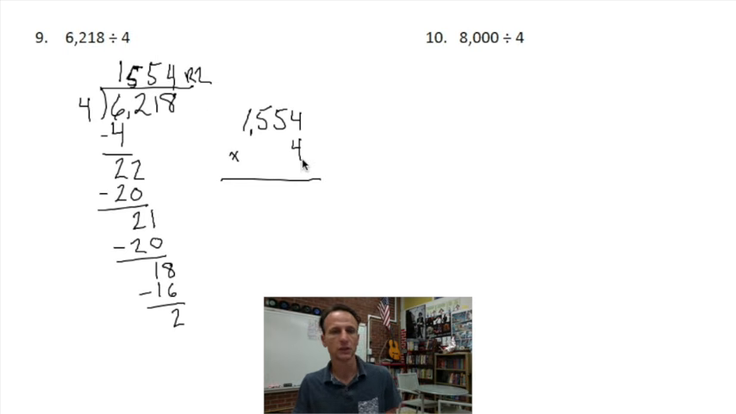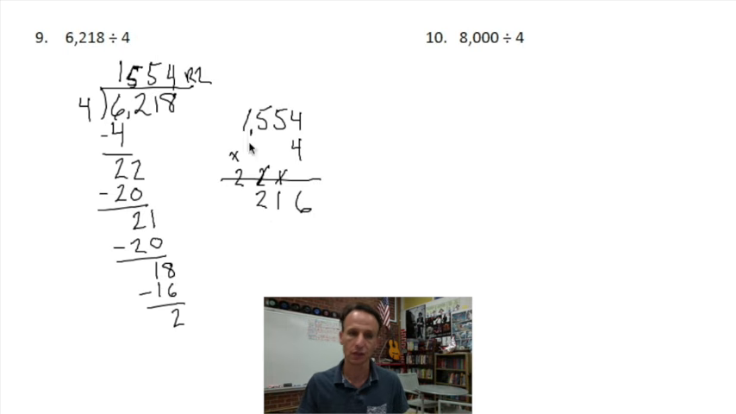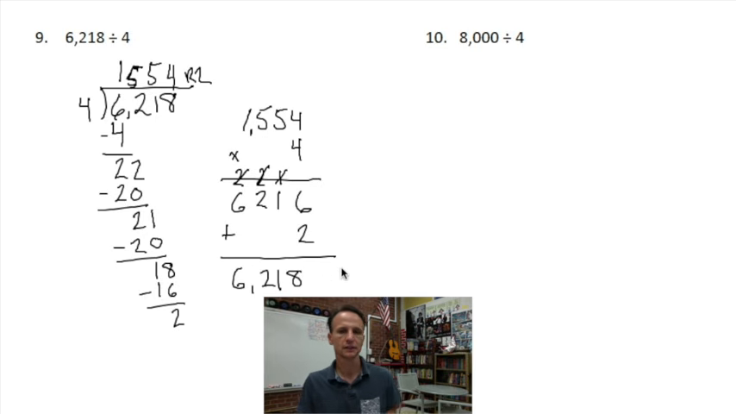Let's check it for real. So 4 times 4 is 16. 4 times 5, 20, plus 1 is 21. 4 times 5 is still 20, but this time plus 2 is 22. 4 times 1 is 4, plus 2 is 6. Now let's just add in our remainder of 2, and we can see, without really doing addition per se, 6,218 is what we started with, checkaroos.